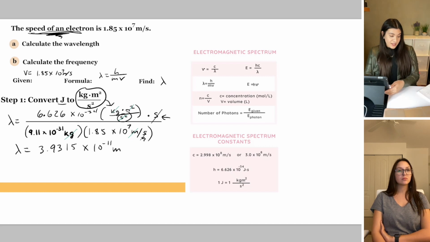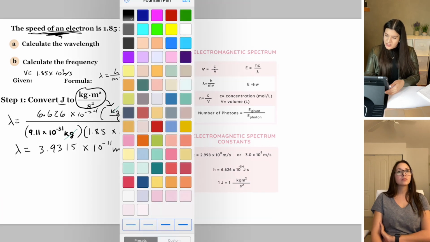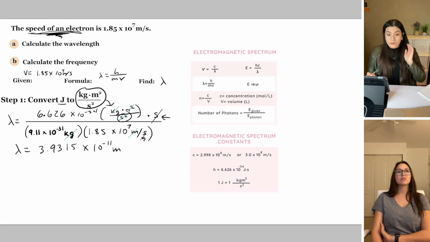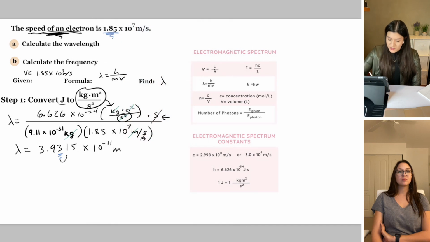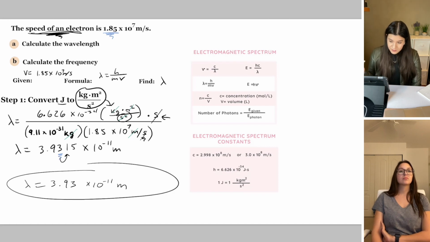And this would be it, except for our sig figs. How many sig figs would we have? Just 3. And the reason why you wouldn't round up is just because it's a 1. You don't round up. So it's just 3.93 times 10 to the negative 11th meters. I'm going to say that's it for this one. Now we'll move on to part B.